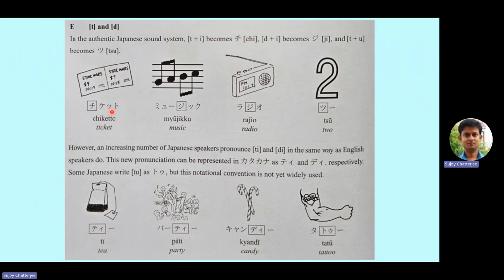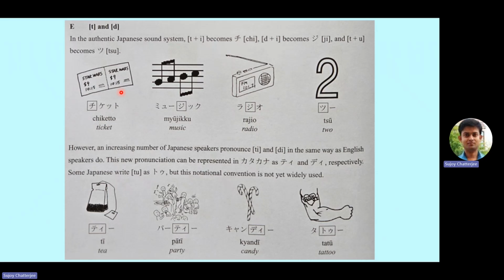Originally it will become chiketto, but nowadays what some people are doing is, just like fa, fi, fe, fo, we have ti, tu as well, by using some manipulation like adding a small u with the ta sound. That was not there originally. So ticket was chiketto, music was myuujikku, radio was rajio, and tu is written as tsu. So this is how you should handle these sounds.